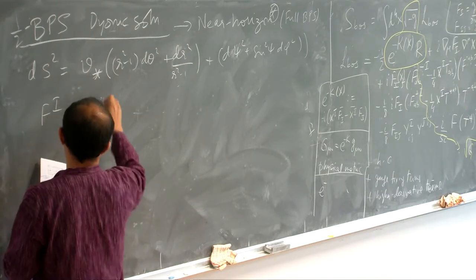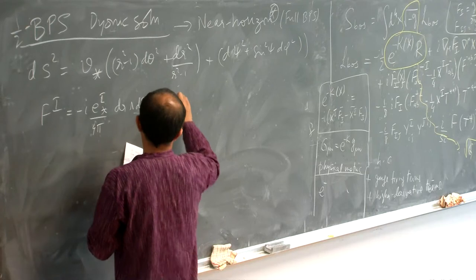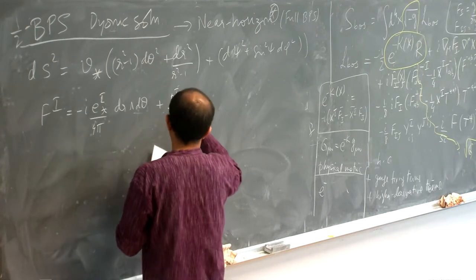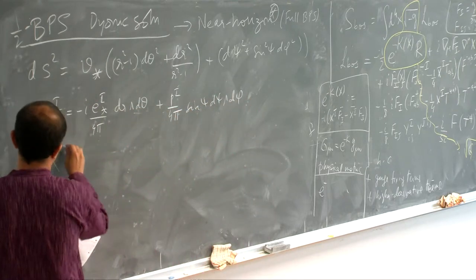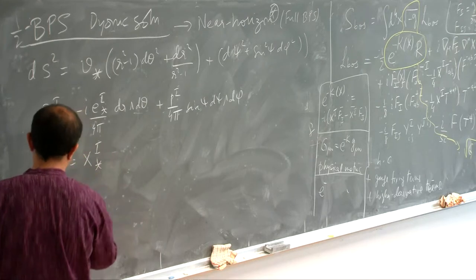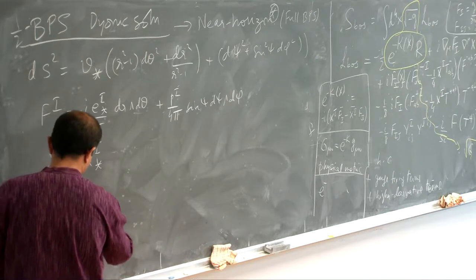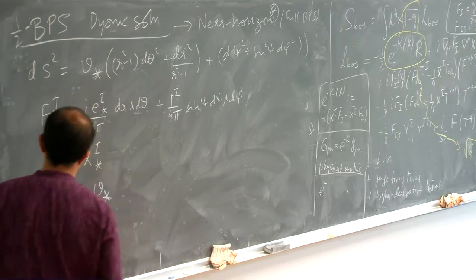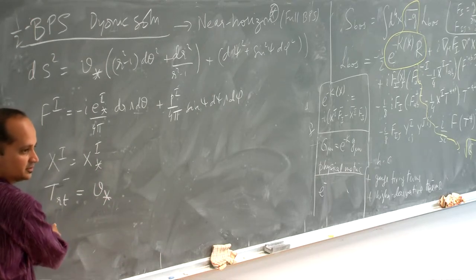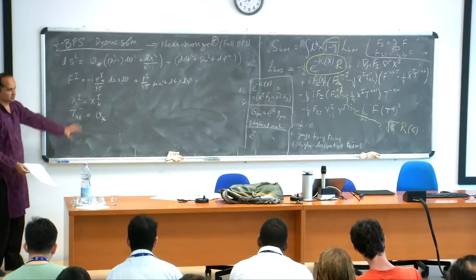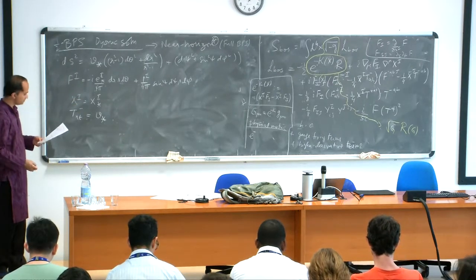So F^i is minus i e_i star over 4 pi dr wedge d theta plus p_i over 4 pi sine psi d psi d phi. We've seen all this together. And xi is some constant xi star. And there's another field, which I said is T minus r T, is also v star. And the other T's are determined by the antisymmetry and anti-self-duality of this. Okay? These and everything related to this by symmetry are the only non-zero fields in the solution.